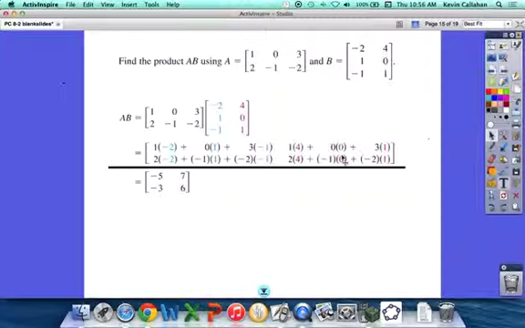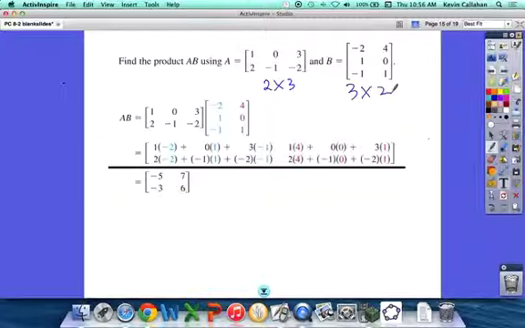Now notice about the orders of these things. Pierce just asked the question, but here's where it comes up. What is the order of the first matrix? 2 by 3. And what is the order of the second matrix? 3 by 2. So what is it that has to be the same in order to multiply these things?